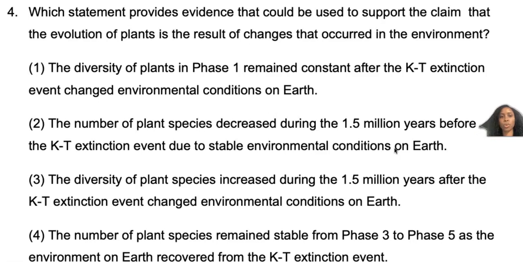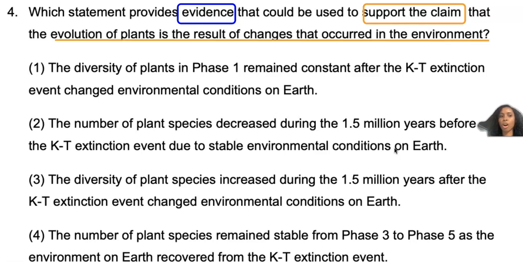So let's go to question number 4 and start annotating to understand what do these people want from us. So I'm going to annotate evidence because we need to find a reason. Most likely that evidence is in the table, in the chart. It's in your packet. So we must look. And they want me to find evidence that supports the claim. What claim? Oh my God, they tell me the claim that evolution is a result of changes that occur in the environment.